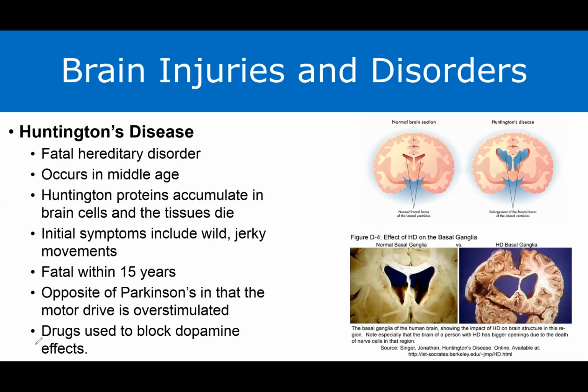In Huntington's disease, basically what happens is that you have proteins that accumulate in the brain tissues, in the brain cells, and the tissues themselves are dying. This presents with the initial symptoms being really wild and jerky movements. From the onset of the very first symptoms, this is usually fatal within 15 years.